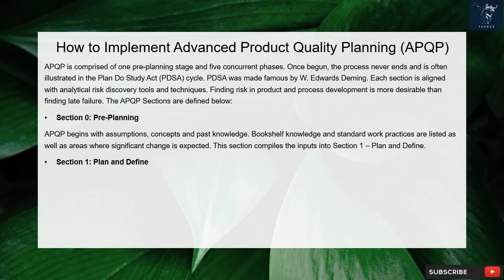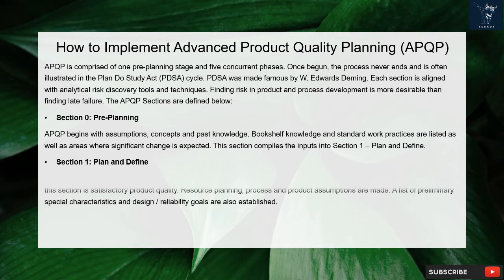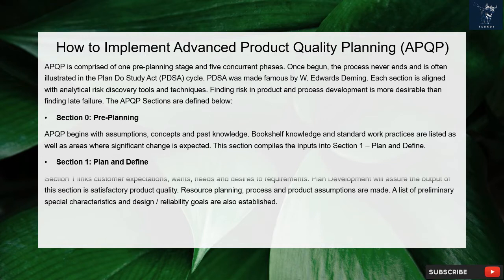Section 1, Plan and Define. Link customer expectations, wants, needs, and desires to requirements. Plan development will assure the output of this section is satisfactory product quality. Resource planning. Process and product assumptions are made. A list of preliminary special characteristics and design reliability goals are also established.